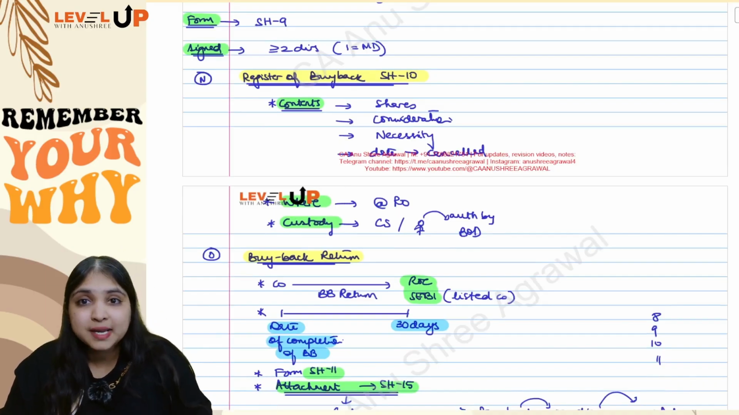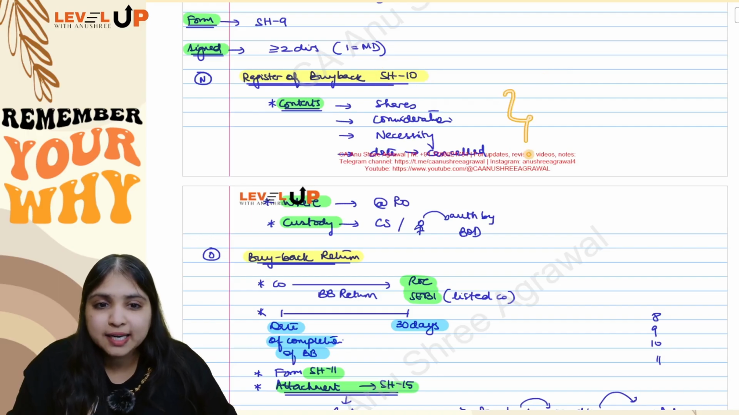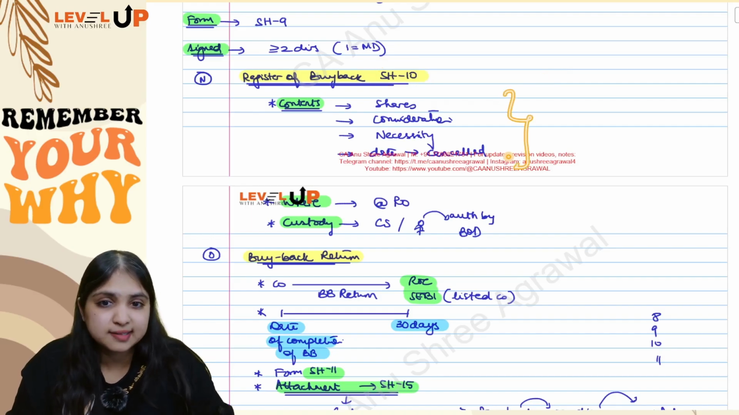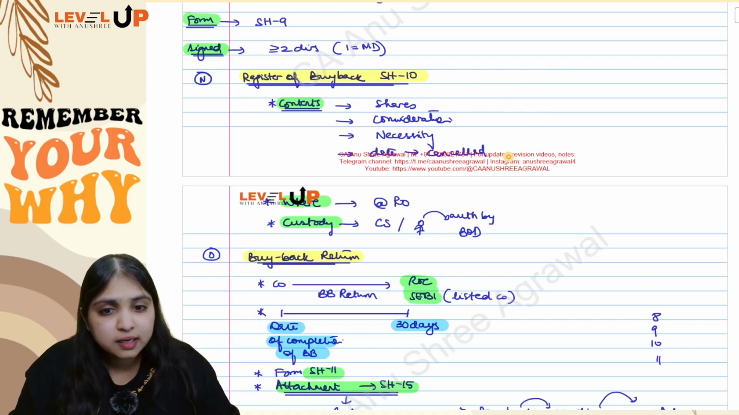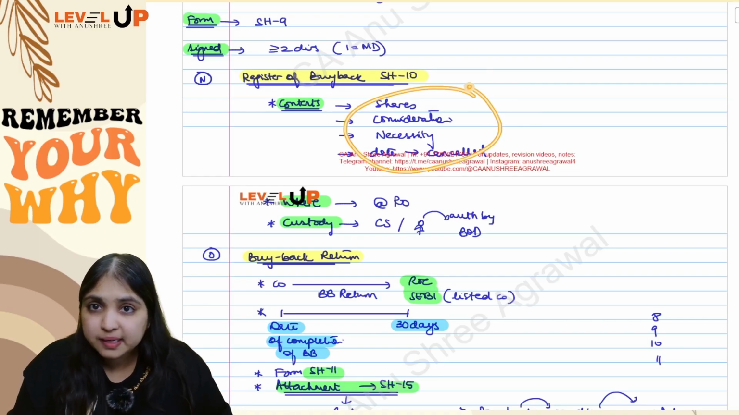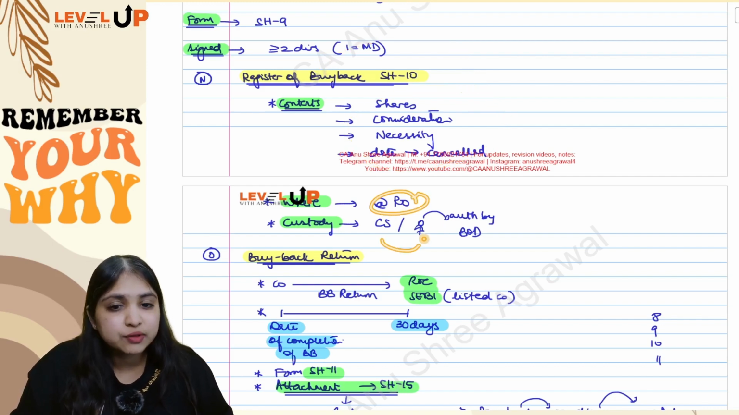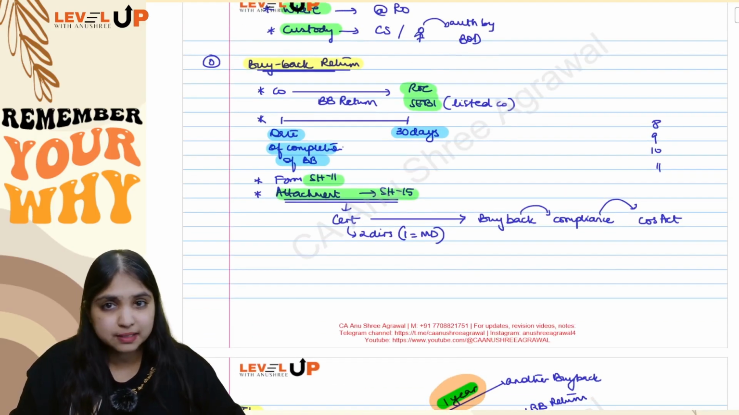Then we learned that the company has to maintain a separate register of buyback in form SH10, which will contain all the details about the buyback, like how many shares the company bought back, at what price, why the company bought back, on which date the company cancelled the shares. All the details about buyback will be written in the buyback register. It will be kept at the registered office in the custody of the company secretary or any other person authorized by the board of directors.